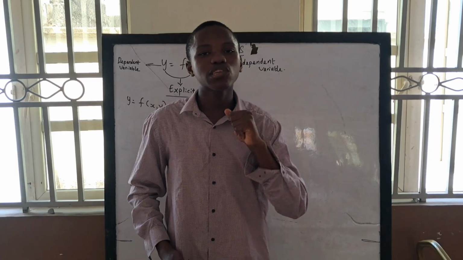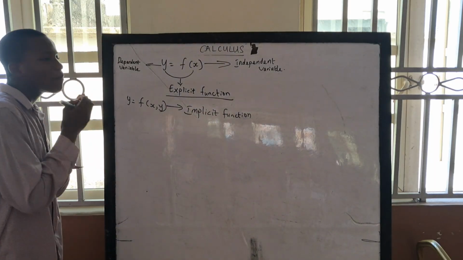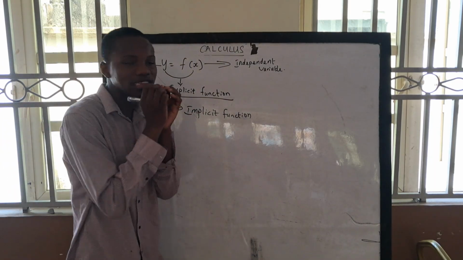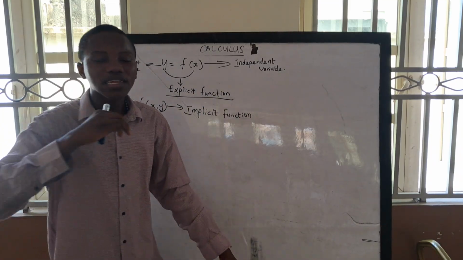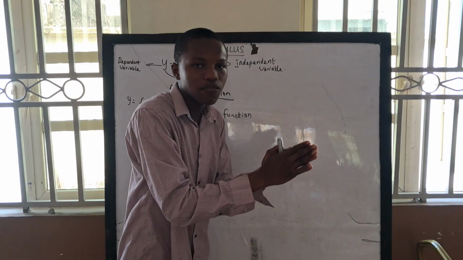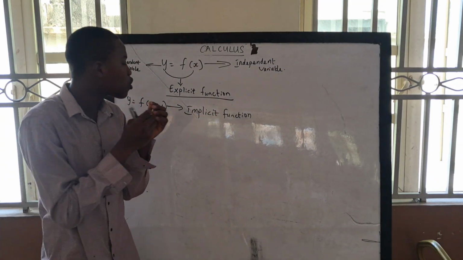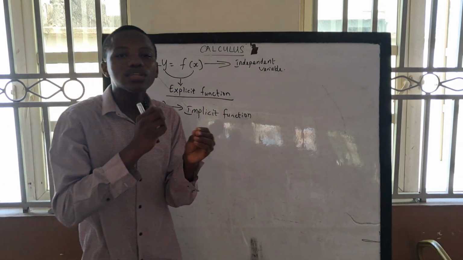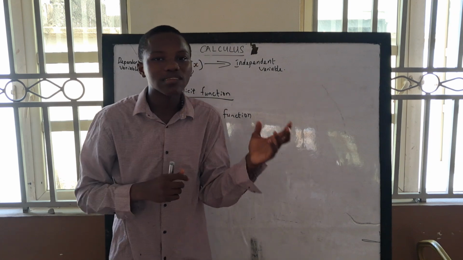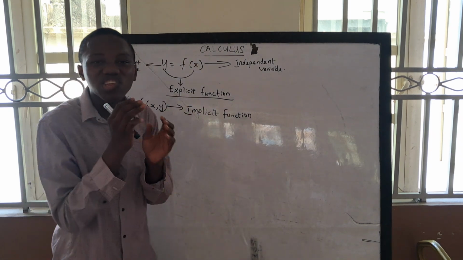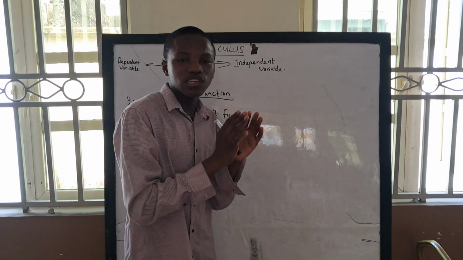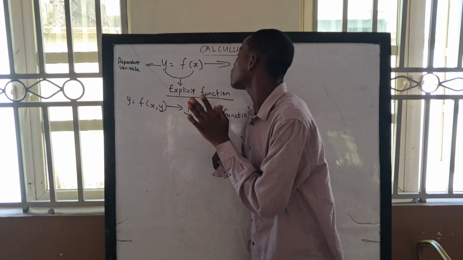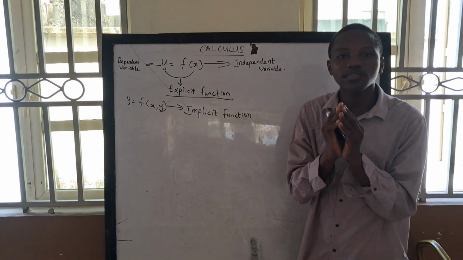Now, for my explicit function, remember, it depends on only one variable. That's my total differentiation. That means I'm finding the total differentiation of that particular function. But if I'm now having implicit functions, whereby my y depends on several variables, x, y, and z, that's partial differentiation. That's partial derivatives. So for this your level, I'll just be explaining basically explicit function.